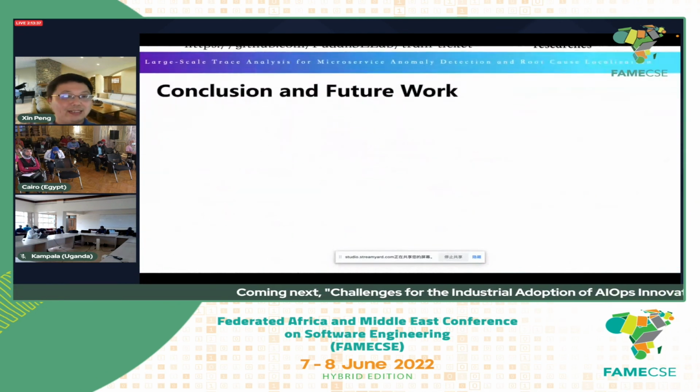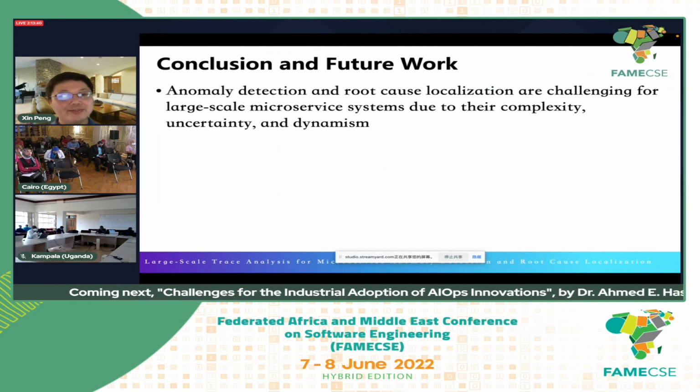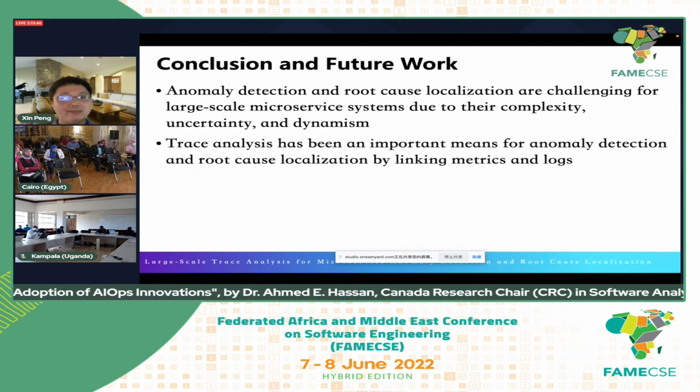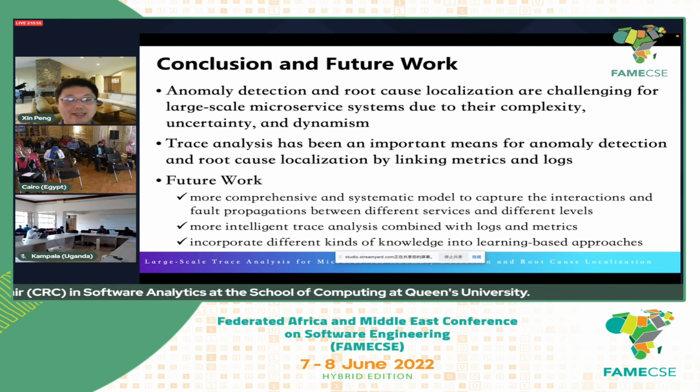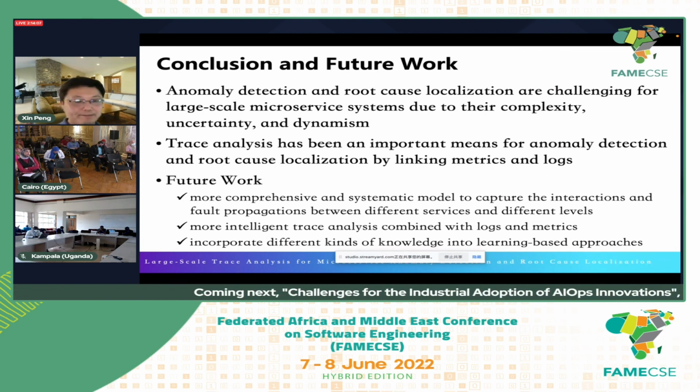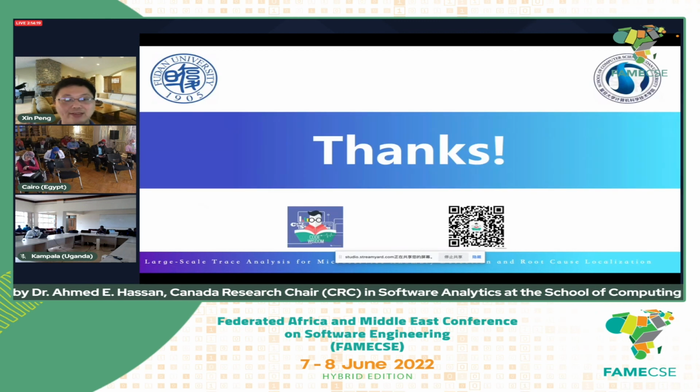So, conclusion: anomaly detection and root cause localization are challenging for large-scale microservice systems due to their complexity, uncertainty, and dynamism. And trace analysis has been an important means for anomaly detection and root cause localization by linking metrics and logs. For our future work, we will consider designing a more comprehensive and systematic model to capture the interactions and the fault propagations between different services and different levels. And also we will consider designing more intelligent trace analysis combined with logs and metrics. Also, we will incorporate different kinds of knowledge into learning-based approaches. Okay, that's all, thanks.